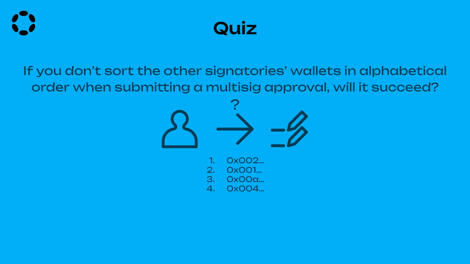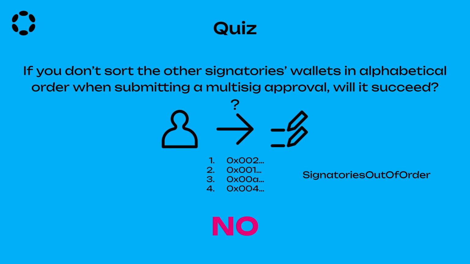Question. If you don't sort the other signatories' wallets in alphabetical order when submitting a multisig approval, will it succeed? Answer. No. In fact, Polkadot has a specific error for this called signatories out of order.